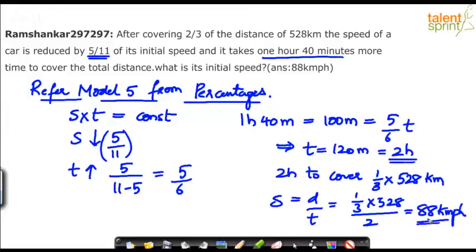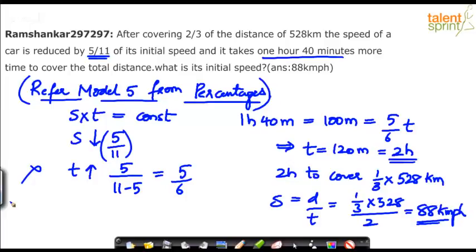Now, if you have not followed model 5, if you have not watched the model 5 video from percentages, you will not be able to follow this solution. Just refer to that model 5 video from percentages and it becomes very, very easy for you to complete this. The answer, as given, will be 88 kilometers per hour. All right.